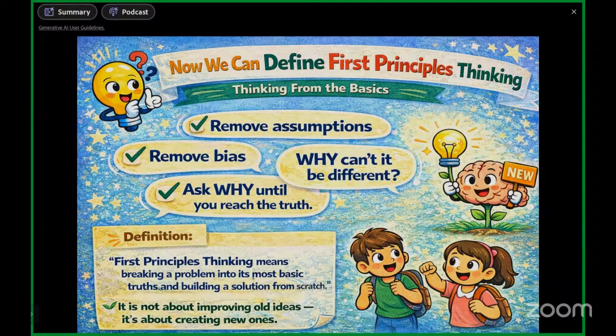Read this carefully. First principles thinking means breaking a problem into its most basic truths and building a solution from scratch. It is not about improving old ideas, it is about creating new ideas. And how do you create new ideas? By removing all the assumptions, by removing all the biases and starting to ask why. That is how you go down to the basics. And we'll try to understand all of this through examples.